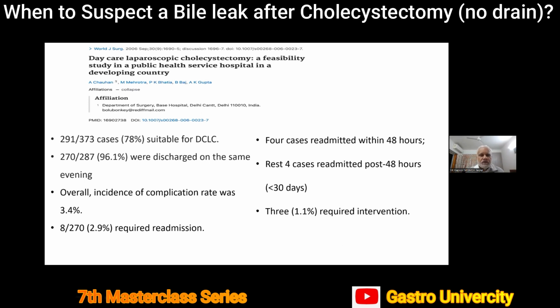Now, this is one report which Kailash has cited, that they found that as many as 80% of cases were suitable, and out of this, 96% could be discharged the same evening. But 3% did require readmission within 48 hours or after 48 hours. And a small number of cases required re-intervention also, although there is no comparison here. But what he has tried to say is that even in our own country, and this is a report from the base hospital in Delhi, lap chole is being done as a daycare surgery.